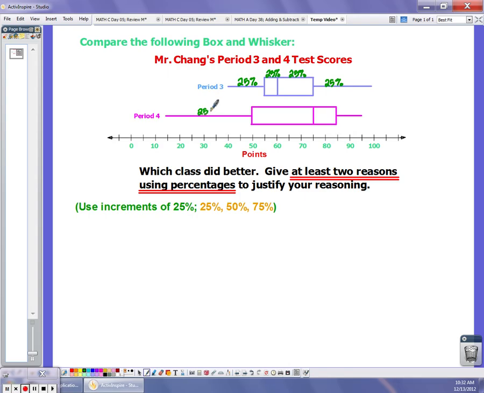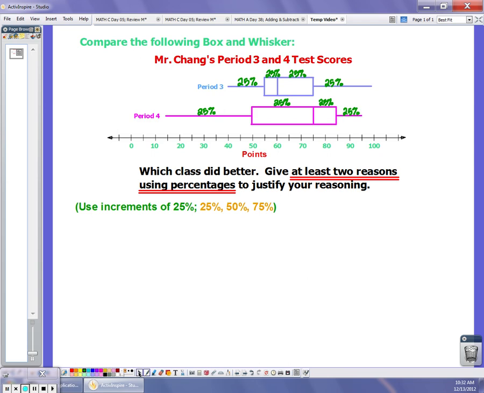Again, each section from my lower extreme to my lower quartile is 25% of my data. From my lower quartile to my median is another 25%. My median to my upper quartile is another 25%. And from my upper quartile to my upper extreme is another 25%, in both classes. It doesn't matter how wide or narrow each section is, they are still 25% of the class.